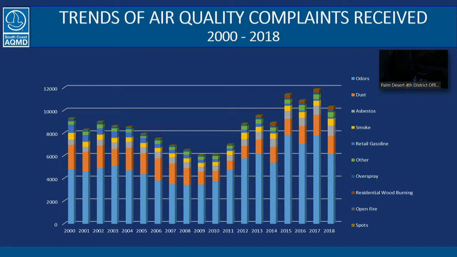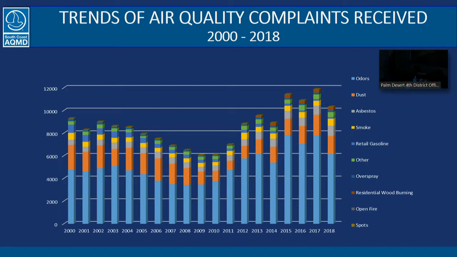In 2015, 2016 and 2017, we received the highest volume of complaints, upwards of over 10,000, 11,000 complaints. In 2015 and 2016, we think the higher volume was attributed to some special investigations going on, such as the Aliso Canyon gas leak. In 2017, we saw an increase of complaints, possibly due to the investigation in Paramount.